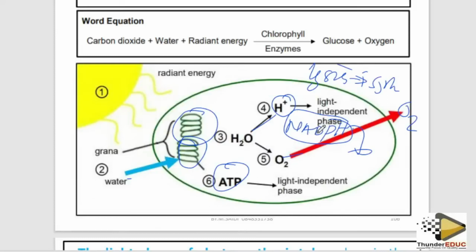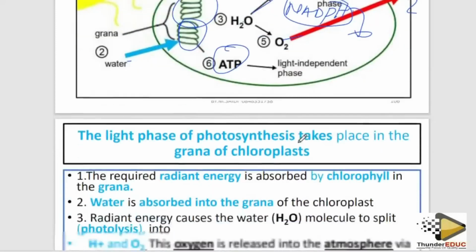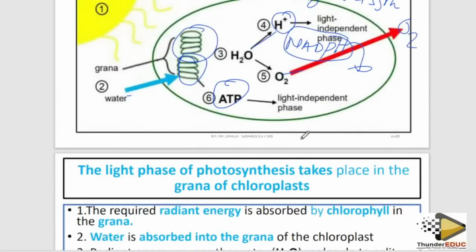And then this one is going to combine with nicotinamide adenine dinucleotide phosphate. That is NADP in full. Nicotinamide adenine dinucleotide phosphate. No one is going to ask you that. Just say NADP. All right. I've never seen a question asking you what is NADP in full.